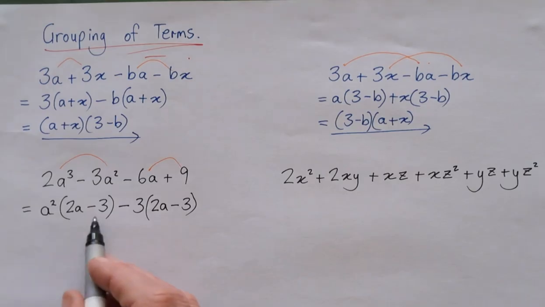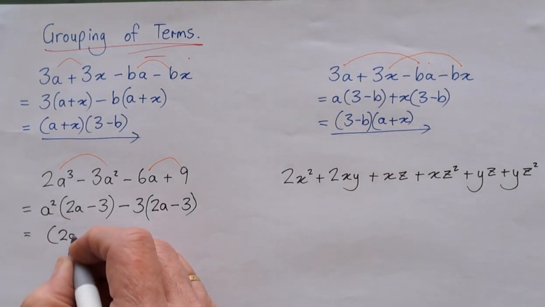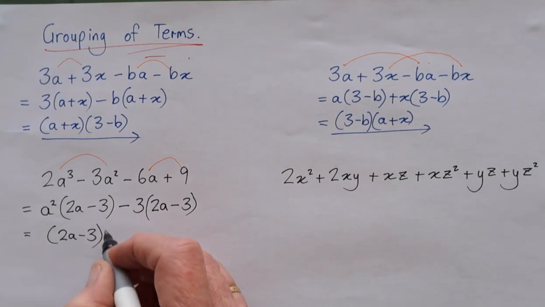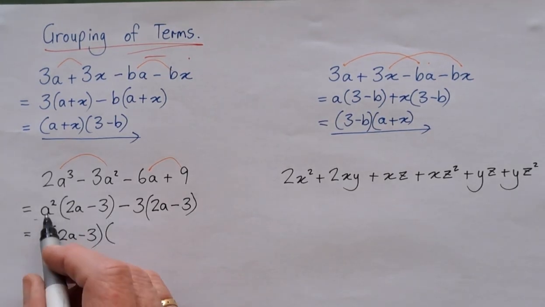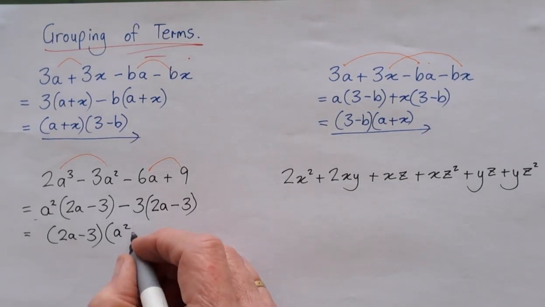So I have got two terms with the same bracket. I take out the common bracket, and from the first term I'm left with a squared, and from the second term I'm left with negative 3.